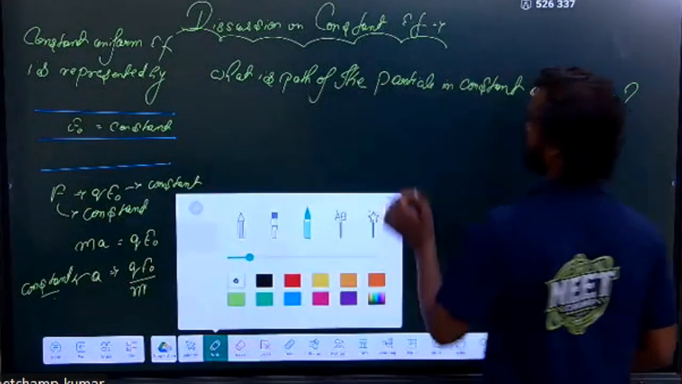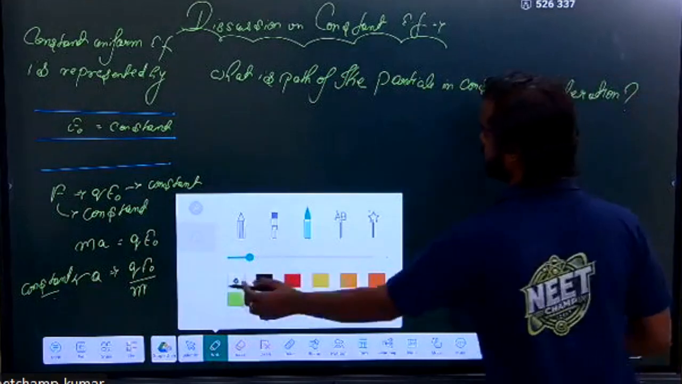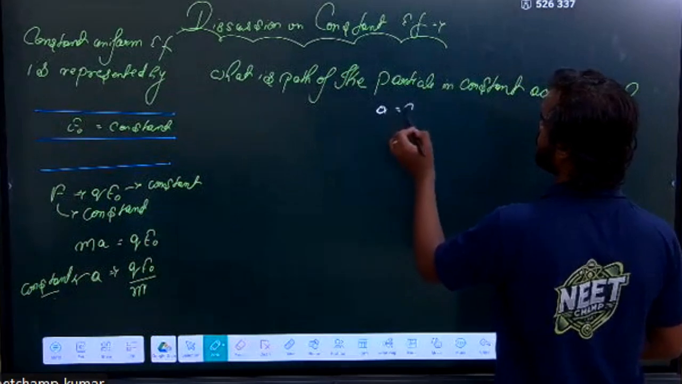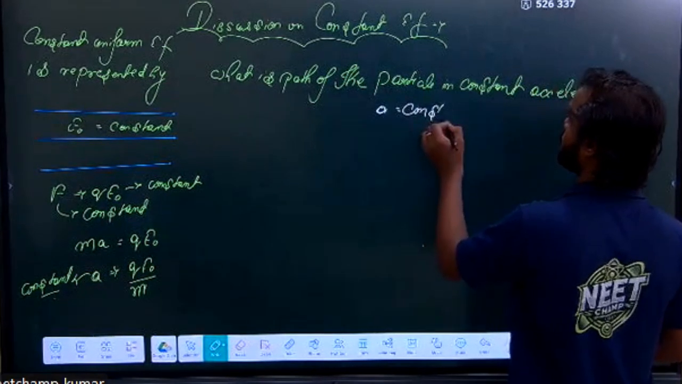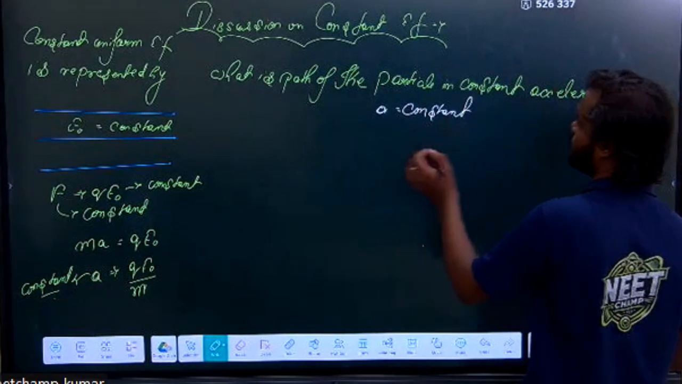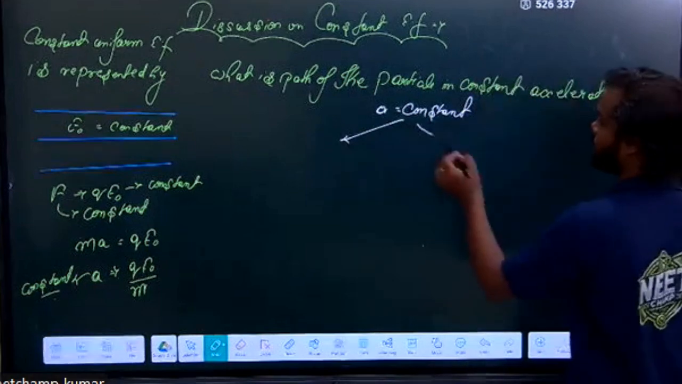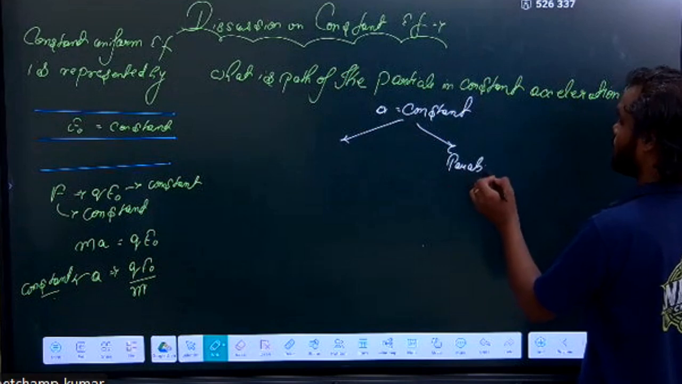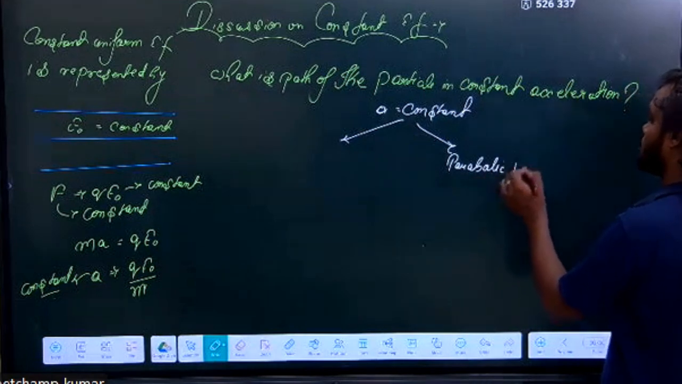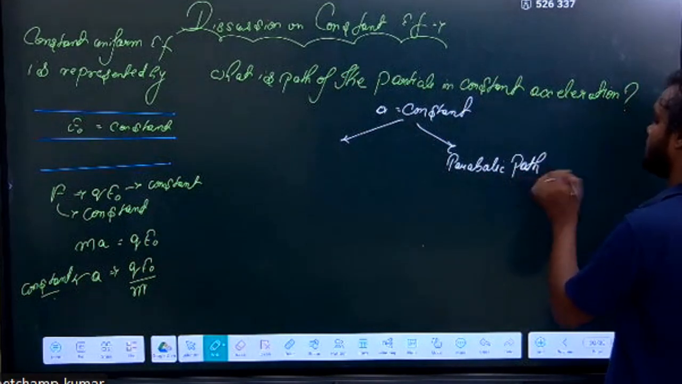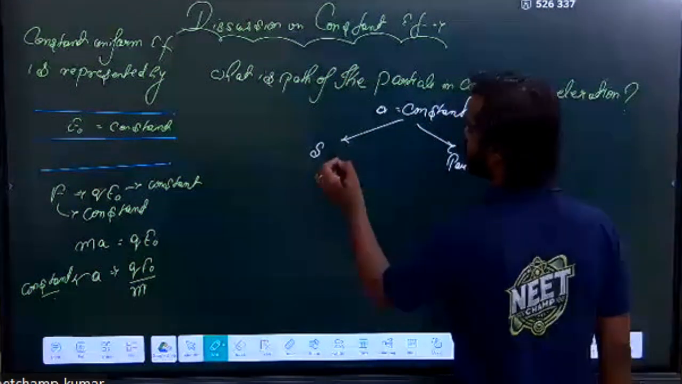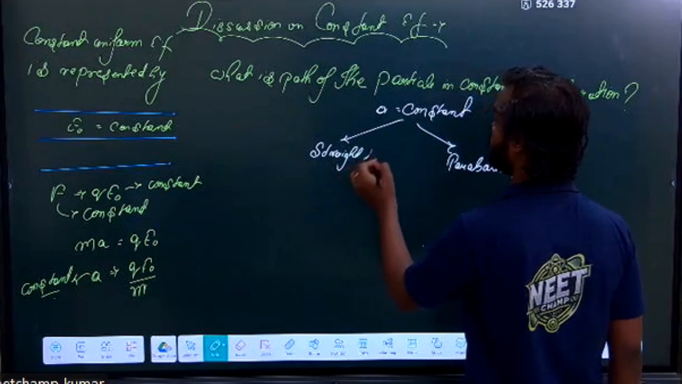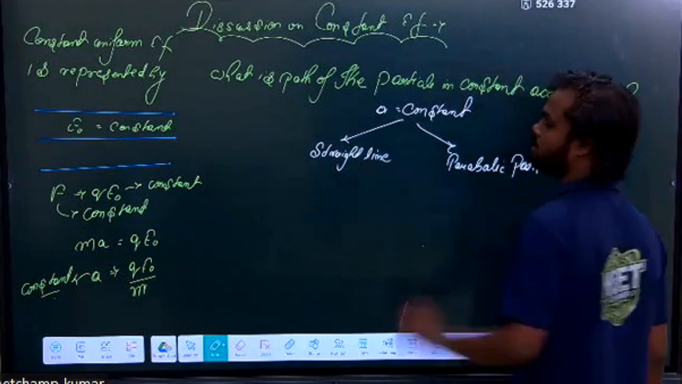See one thing. This is not from electrostatics. This is a general physics idea I am giving you. Whenever the acceleration is constant, there are only two types of path possible. Either a parabolic path, that is projectile motion you have seen, or a straight line. There is no other path possible.